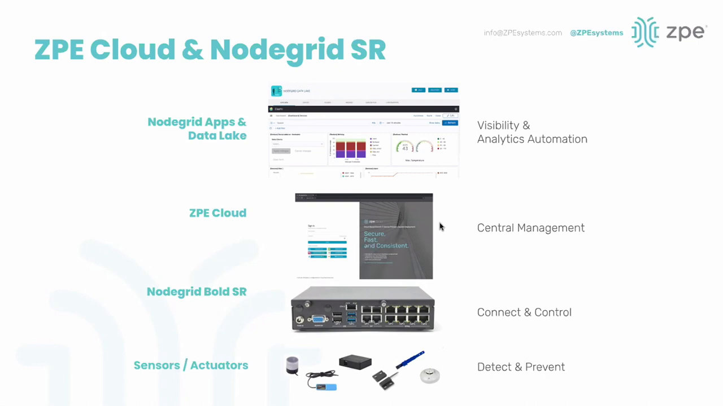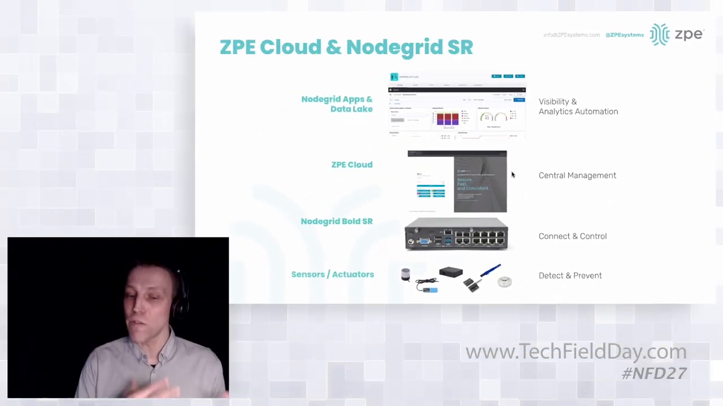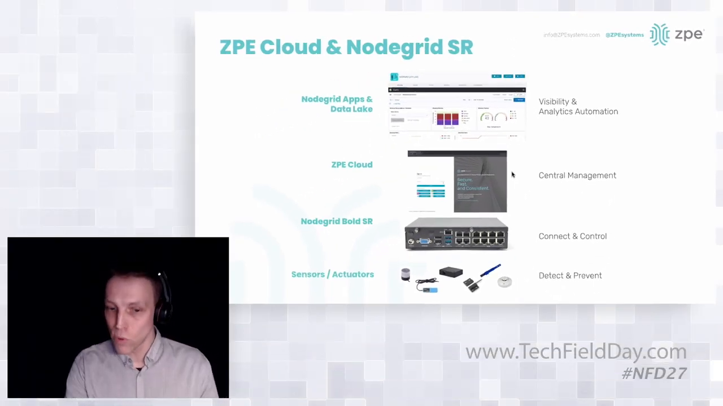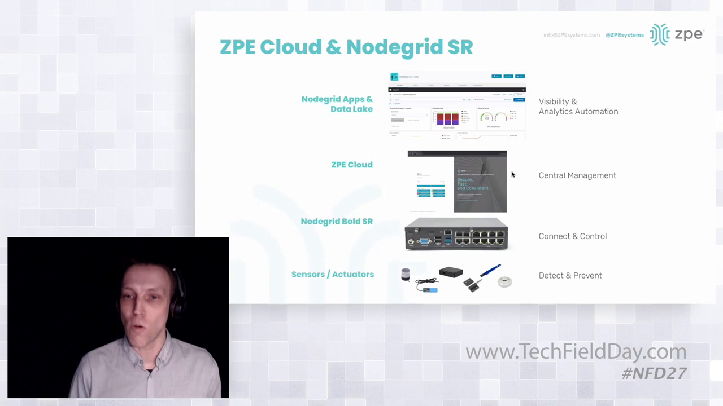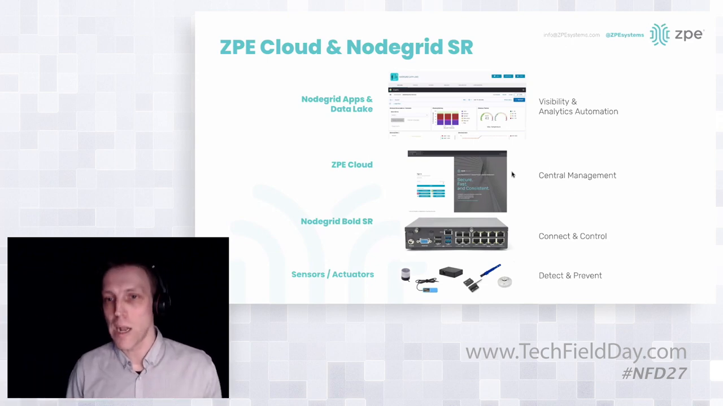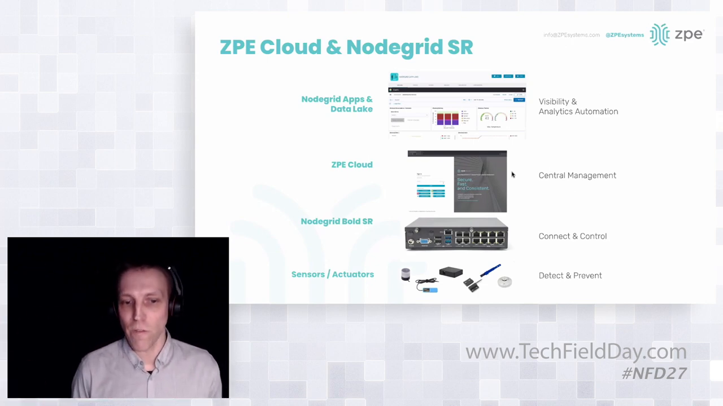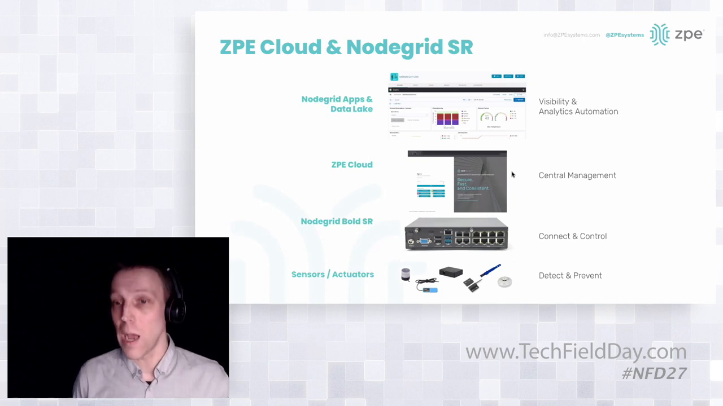Essentially, our ZPE cloud platform is extendable. We have already a couple of applications there. The data lake app is one specific one, which we have released to our customers. And that allows you to collect data from your sensors, from your end devices, from probes, which you're deploying onto the NodeGrid platform, collect them in our cloud, and then use those data for analysis and analytics.